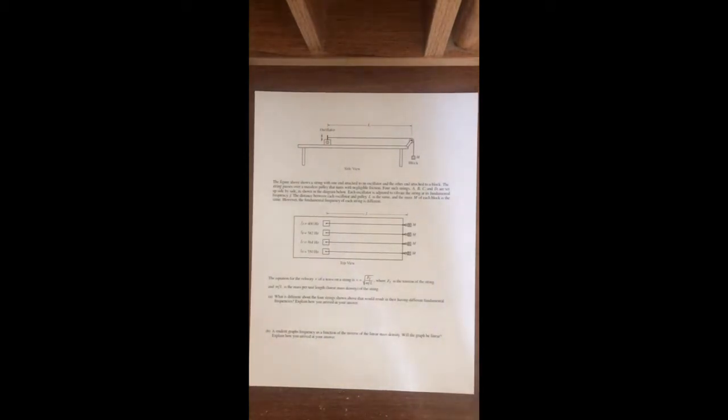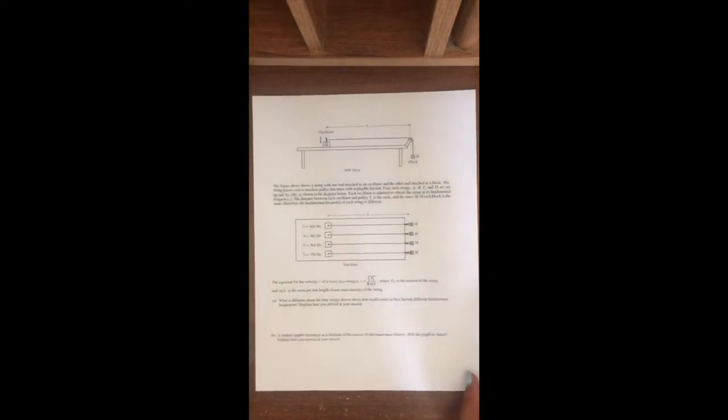The equation of the velocity v of a wave on a string is v equals the square root of force of tension divided by m divided by L, where force of tension is the tension of the string and m divided by L is the mass per unit length, in parentheses, the linear mass density of the string. So part A asks, what is different about the 4 strings shown above that would result in their having different fundamental frequencies? Explain how you arrived at your answer.